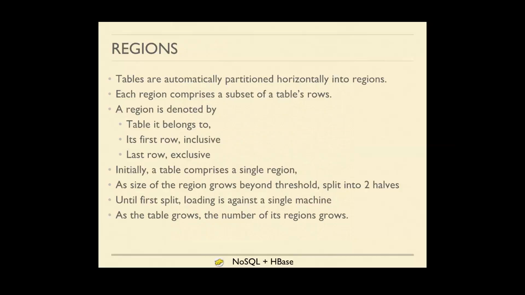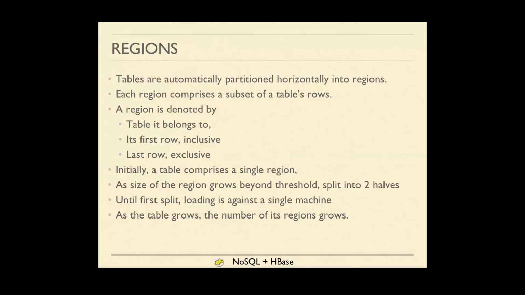horizontally, as in the whole table is cut down into regions. Each region comprises a set of table rows. A region is denoted by the table it belongs to, the first row inclusive, last row exclusive. Initially, a table comprises a single region. Initially a table contains only one region, and as the data grows, this region keeps on splitting into two equal halves. And then as these regions keep on splitting, they keep on getting distributed amongst various machines.